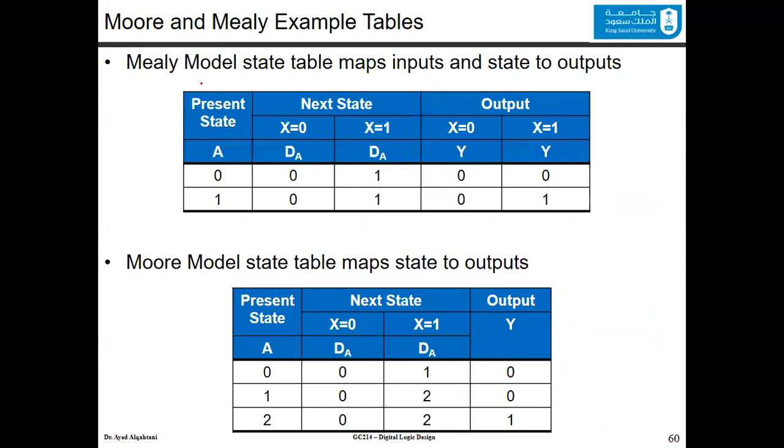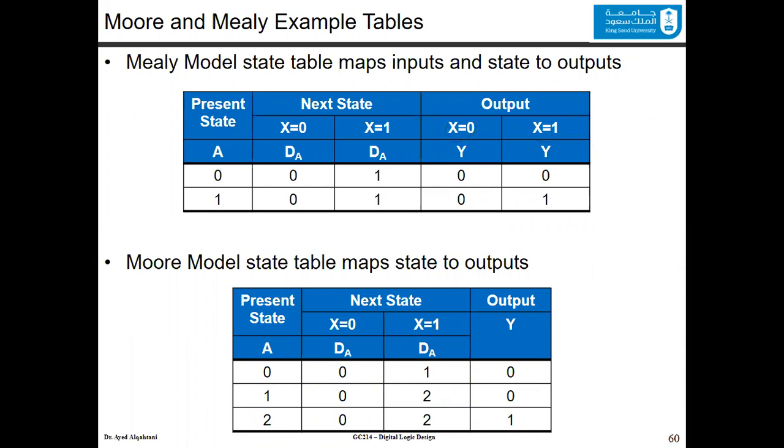Now, these are the Moore and Mealy state tables. For a Mealy model, you can see that you have a present state, you have a next state when the input is 0 and when the input is 1, and you have the outputs when the input is 0 and when the input is 1. For the Moore, in the output, you don't care about the input, whether X is 0 or 1. You have only an output based on the current state.